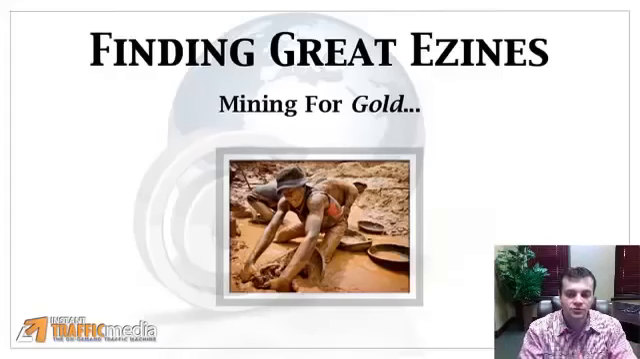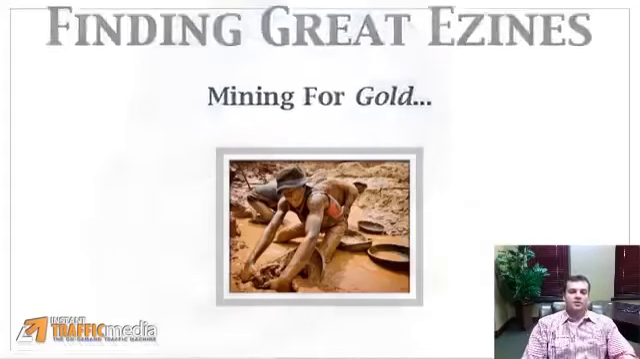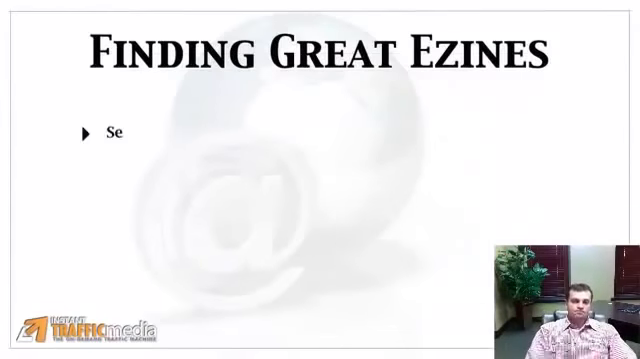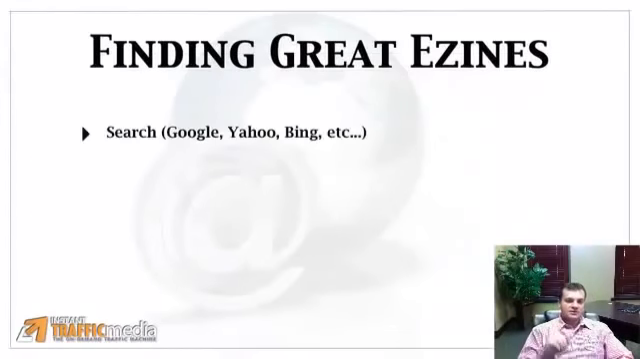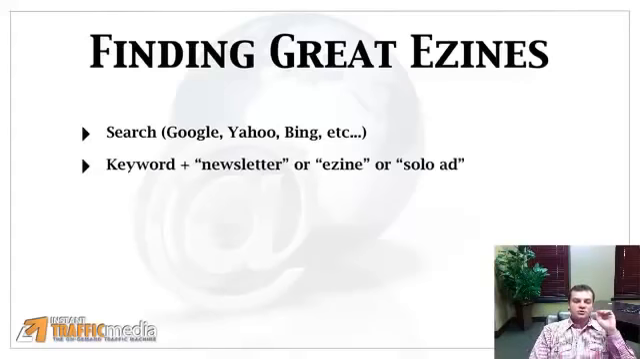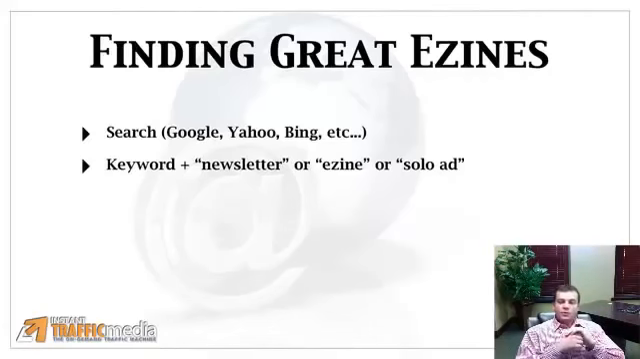Okay, so here's how we're going to do this the manual way. We are going to simply go to a search engine such as Google or Yahoo or Bing or Ask.com, whatever. Personally, I like Google. And then we're going to search for a keyword plus newsletter or e-zine or solo ad, okay? So for example, if you are promoting a work from home type product or opportunity, you're going to go to Google and put in something like work from home e-zine, work from home newsletter, work from home solo ad, make sense?